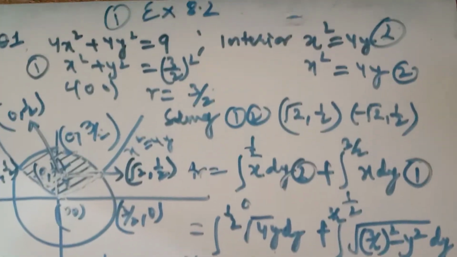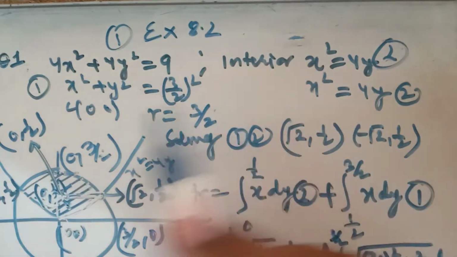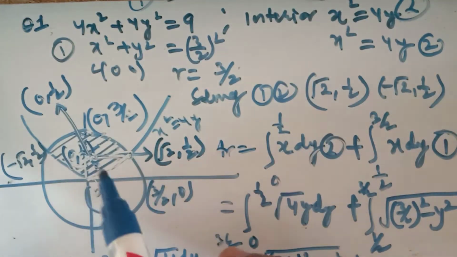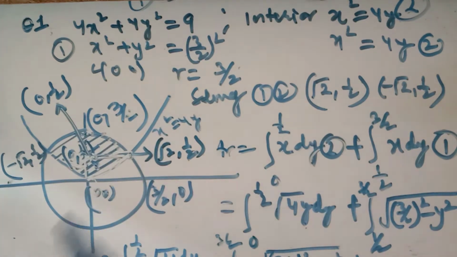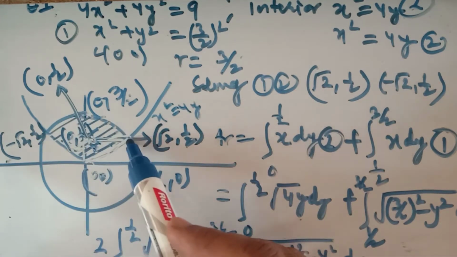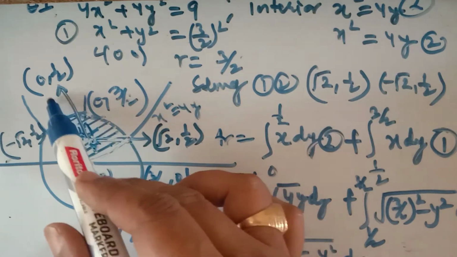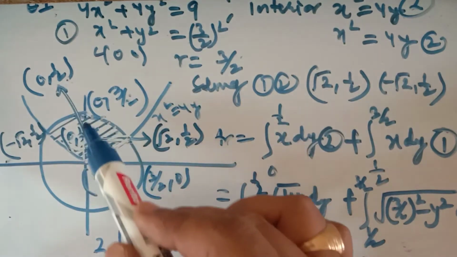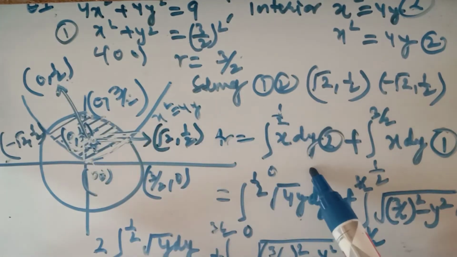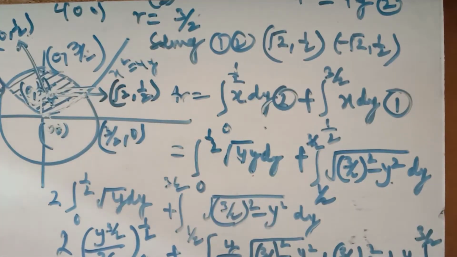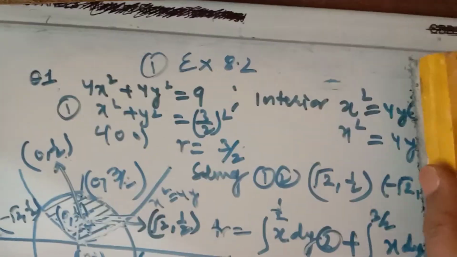So as usual, first of all, you have to take the curve, then find the point of intersection, sketch the curve, then shade it. To find the area touching the y axis, you have to draw a perpendicular from the point of intersection to the y-axis, and this point will be 0, half, because on the y-axis the x coordinate is 0. From 0 to half it is touching the parabola, and from half to 3 by 2 it is touching the circle. Integrate and obtain the area. So this is question number 1 of 8.2.